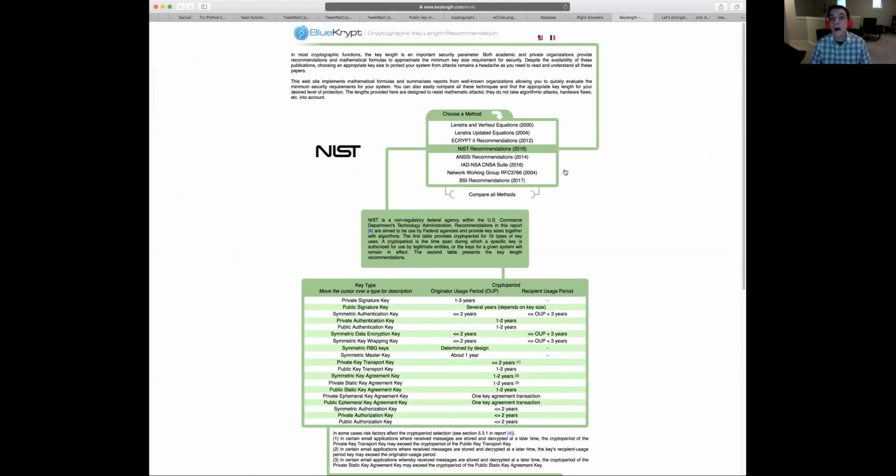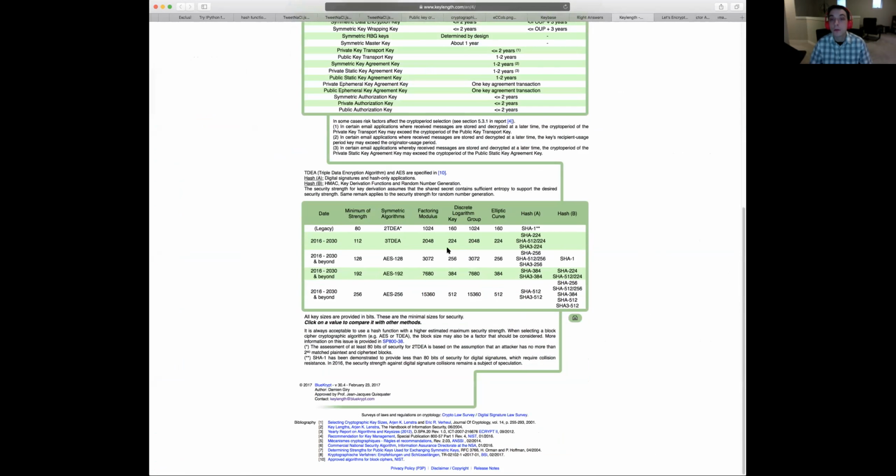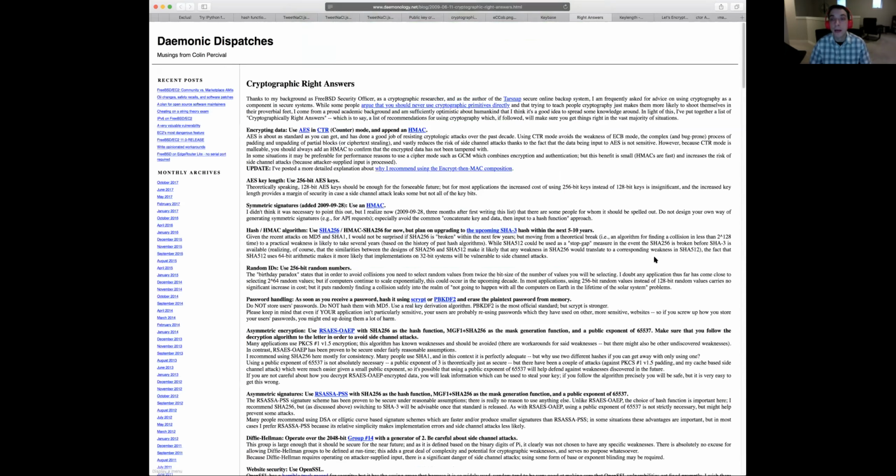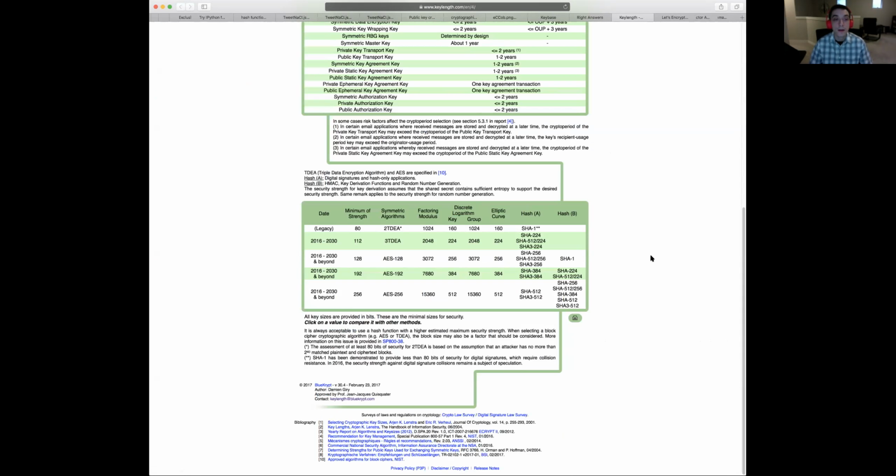Relatedly, NIST, which is a government organization, provides recommendations for how long you should make your keys. This is in particular for asymmetric cryptography, how big of a key you need for it to be secure for how long. This is just another resource and the sort of thing you should look at. But the overall message here of picking the right tools: don't roll your own crypto.